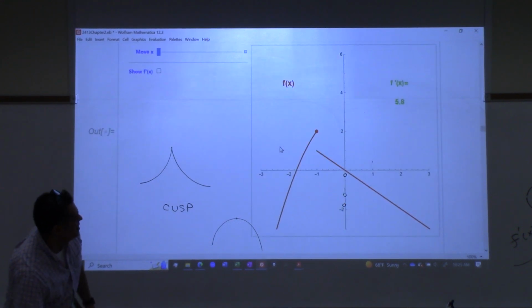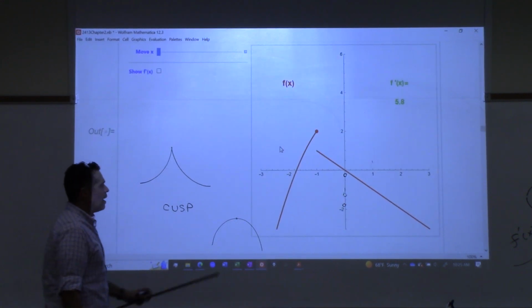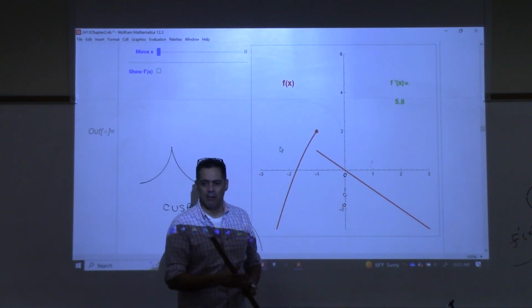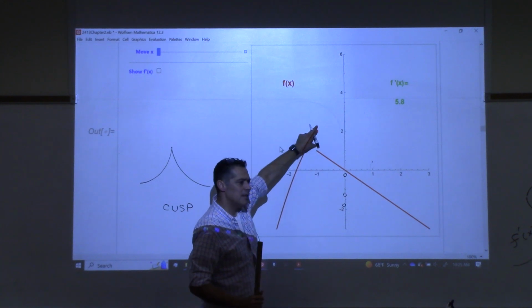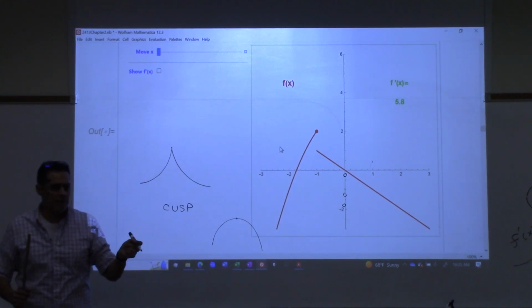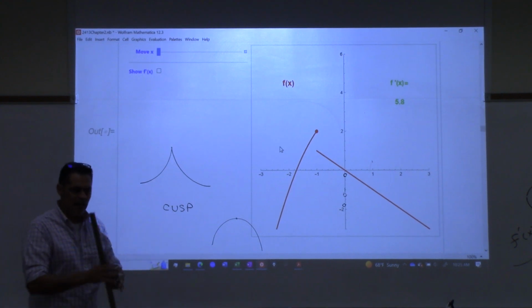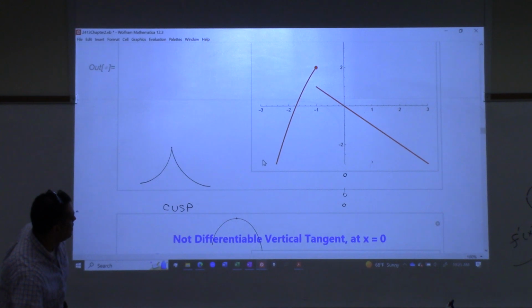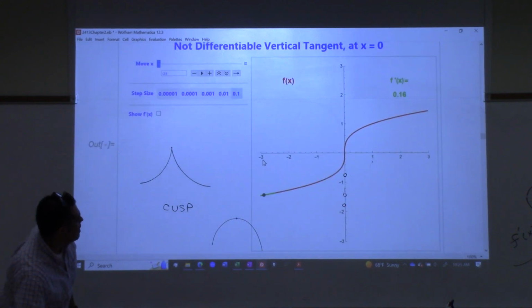Your second is anytime you have a jump. If you have a break in the graph, then you're not continuous there, right? This is not continuous at that break. And to be differentiable, you have to be continuous. So anytime you have a jump or break, you don't have continuity, and so no differentiability. And then anywhere you have a vertical tangent.